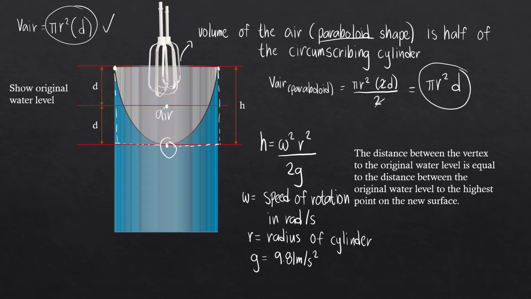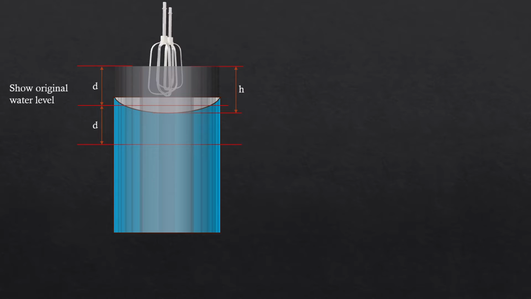And so if the distance from the original water level up to the highest point is D, then the distance from this point up to this point must also equal D, because this distance and this distance must be equal. So this is also another important concept. By the way, we need to change this one. This is actually our H.